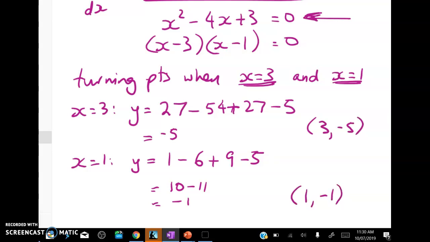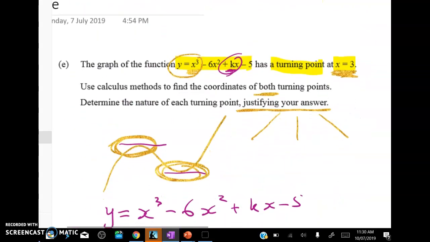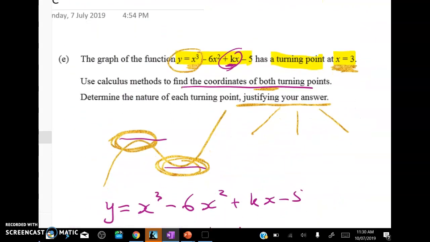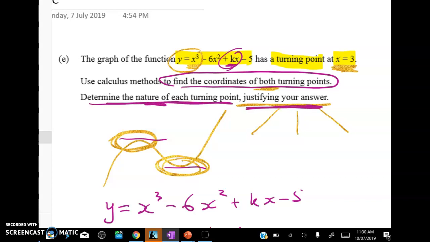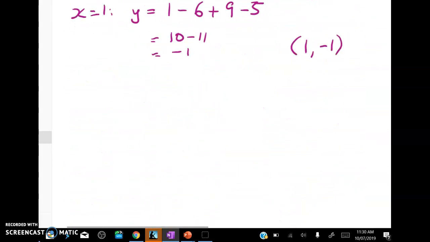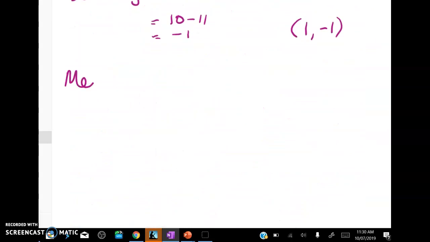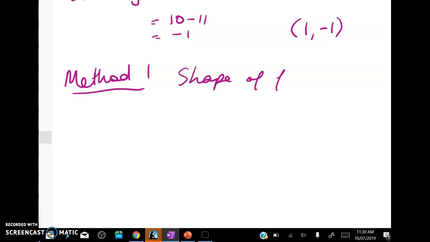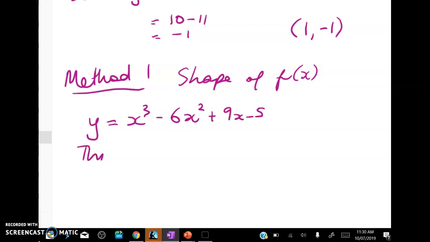But let's go back to the question and see what we have to do with those. Well, we've found the coordinates of both turning points, but now we have to determine the nature of each, and we have to justify our answer. So here come the 3 ways that we can do this. So method 1 is what I call the shape of f of x. Right, so y, or f of x, is equal to x cubed minus 6x squared plus 9x minus 5.